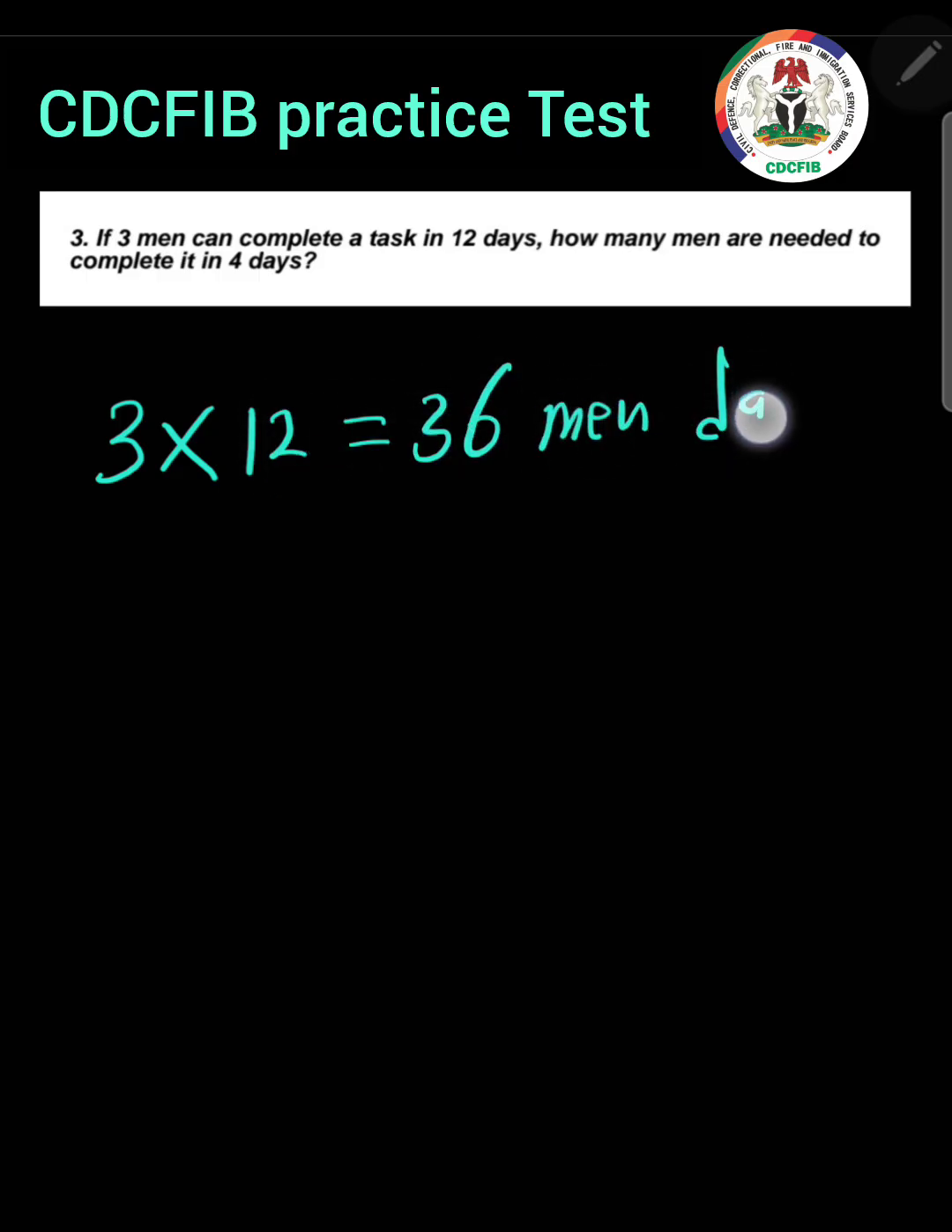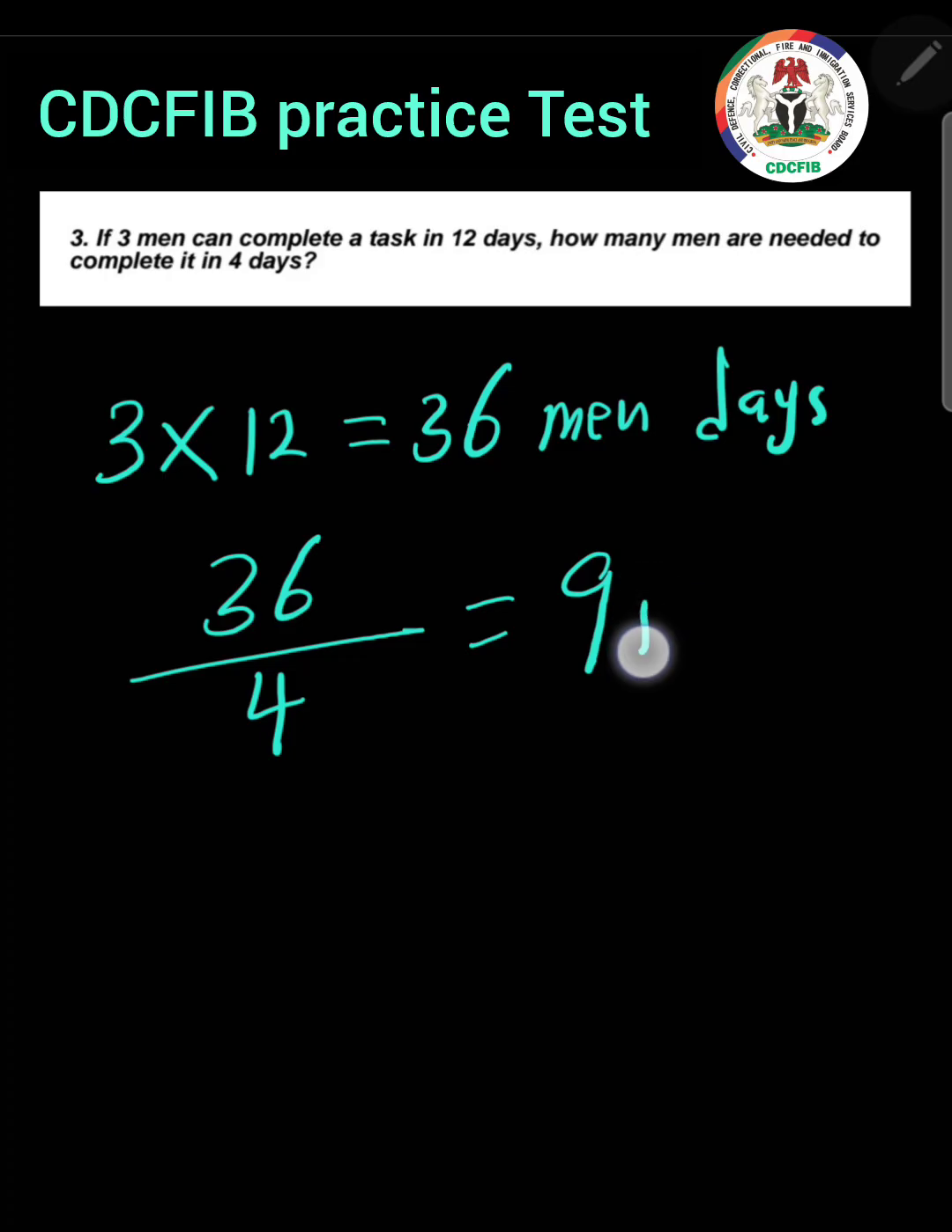But the question asks us to find how many men are needed to complete it in 4 days. So all we're going to do is to divide this 36 men days by 4 days, which is going to give us 9 men. So therefore, it will take 9 men to complete the same task in 4 days.